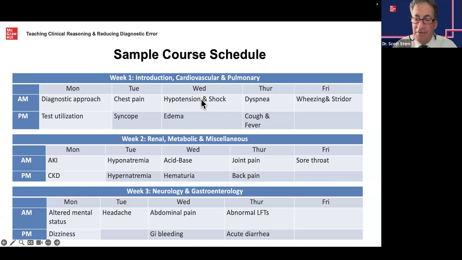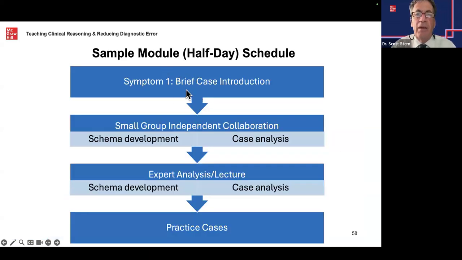The way you build out a half day then is as follows. So what I would do with them is give them a case on the topic and tell them nothing. Give them a brief vignette and say, I want you to talk to your colleagues in small groups while we're all together right now and say, how would you analyze this case?